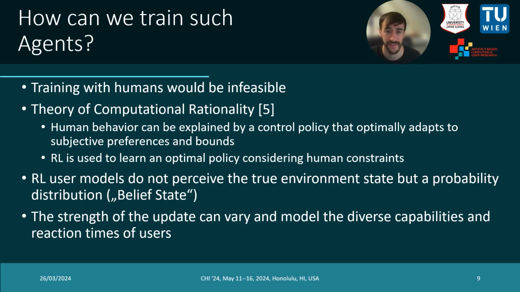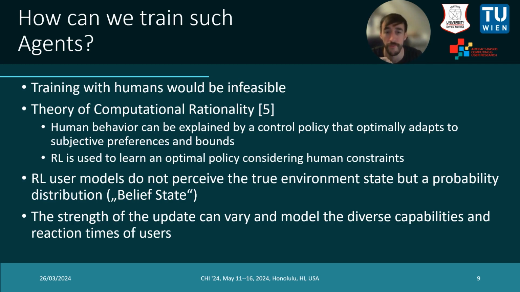Therefore, this agent cannot really observe the true state of the environment, but only a belief state. Therefore, there's this kind of internal representation. So, for instance, also we humans cannot really perceive our environment 100% accurately. Therefore, we also have an internal representation of the environment. And the cool thing about this approach is that we can use different parameters to model diverse capabilities by setting a strong value, for instance, for these constraints. And you will see we will do this in this work.